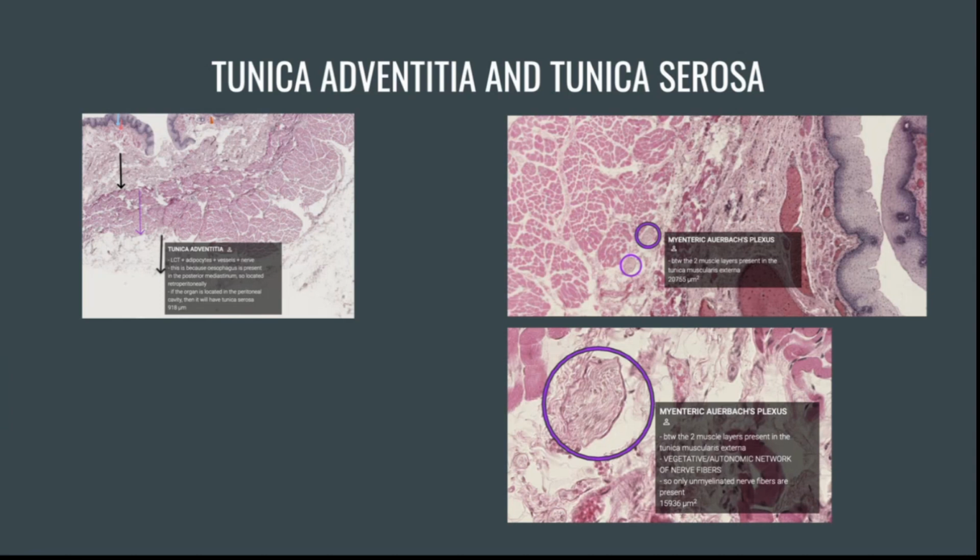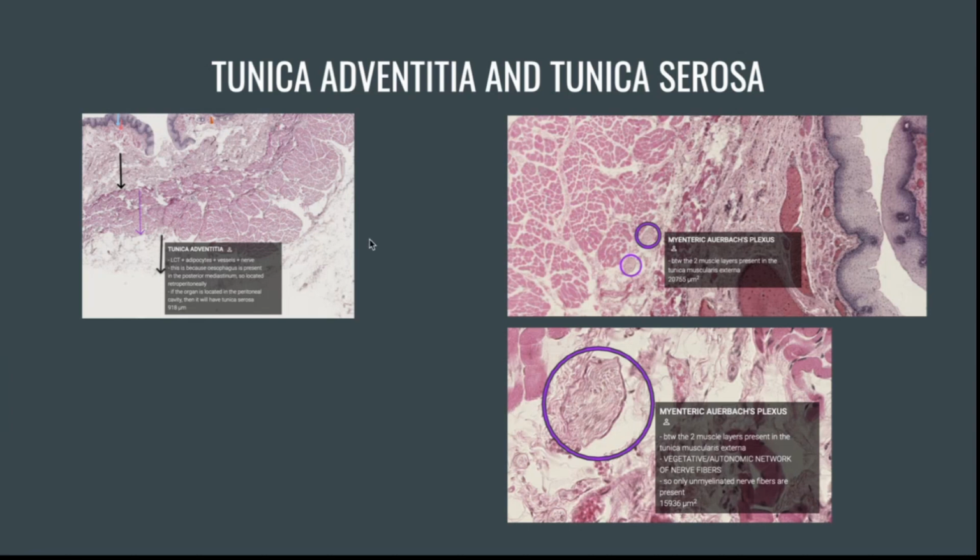However, when we talk about the tunica serosa, it is limited by the peritoneal cavity or the structures which are present in the peritoneal cavity. So only a very small part of the esophagus is covered by serosa, and mostly the esophagus is covered by tunica adventitia. So again, it is made up of loose connective tissue, adipocytes, vessels, and nerves.